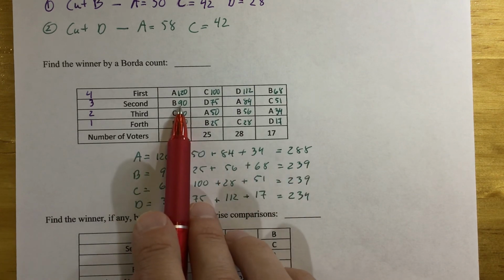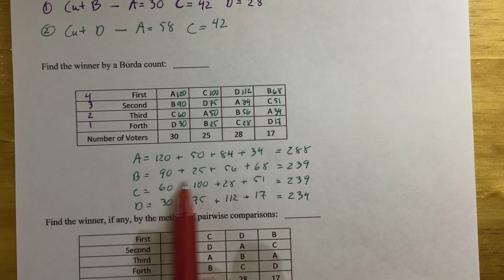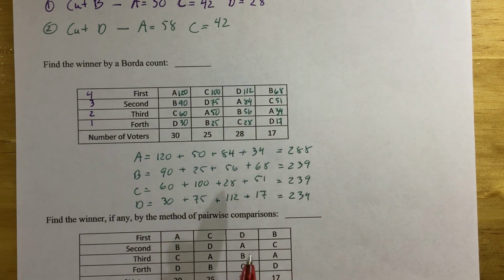Then you go to B. You've got B as a 90, a 25, a 56, and a 68. And there they all are, and you add them up. That's it. Okay, now, all that should work out pretty fine.